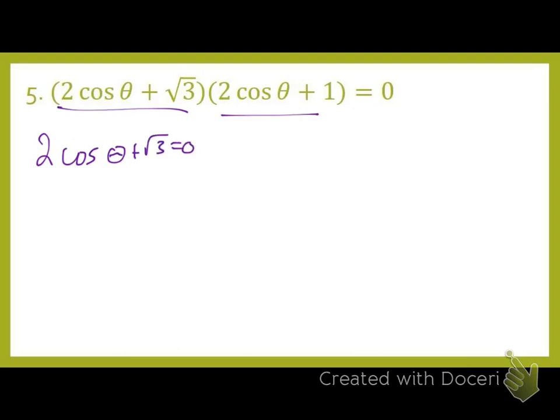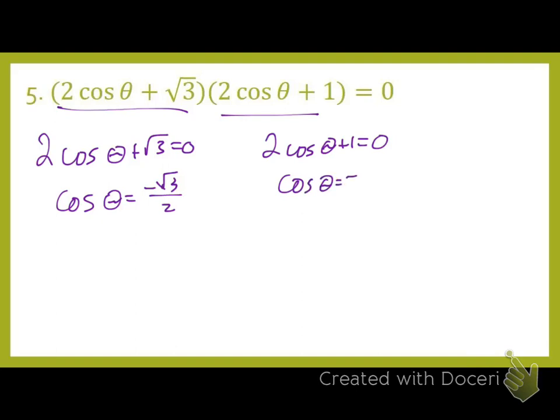Take each factor, set them equal to 0 to find out how to make that happen. Okay, so solving for each little equation. In the first one, cosine theta, if you subtract radical 3 and divide by 2, is negative radical 3 over 2. In the second one, if you subtract 1 and divide by 2, you get negative 1/2. So I'm going to do my quadrant analysis separately for these guys and find solutions separately, even though I know that they're all solutions to the same equation.